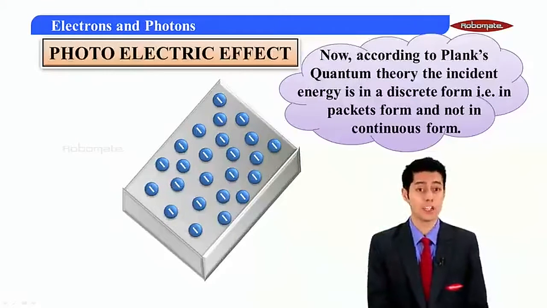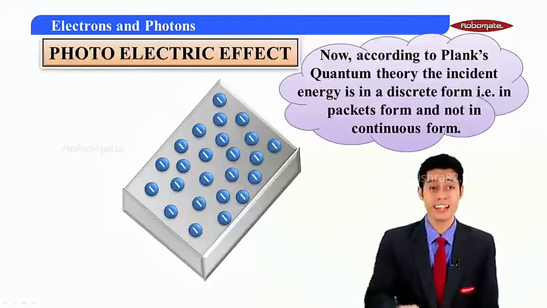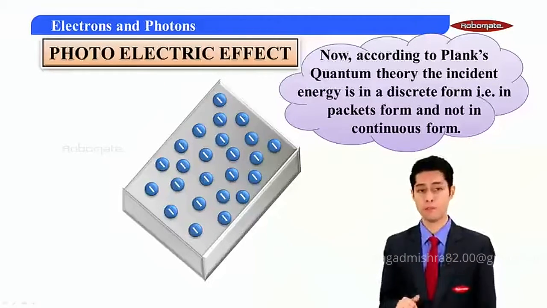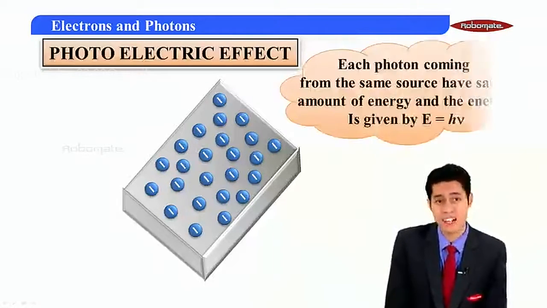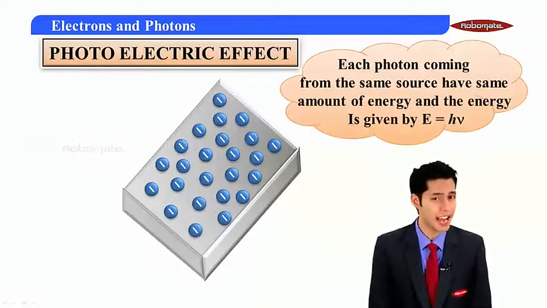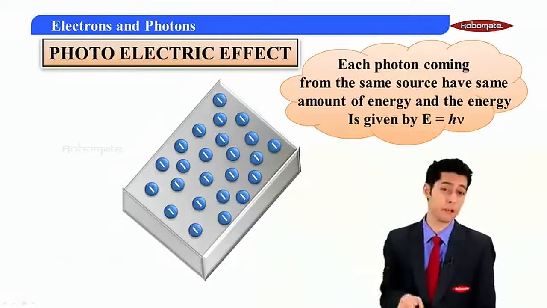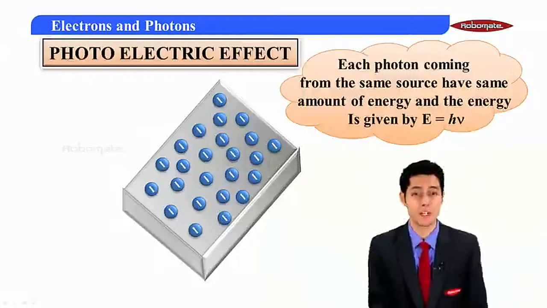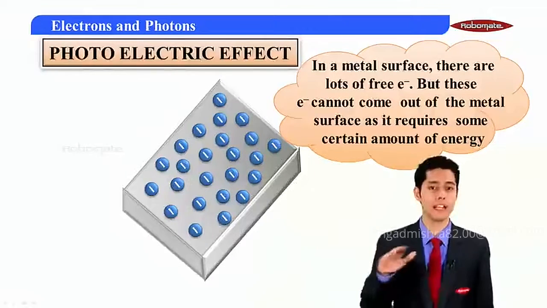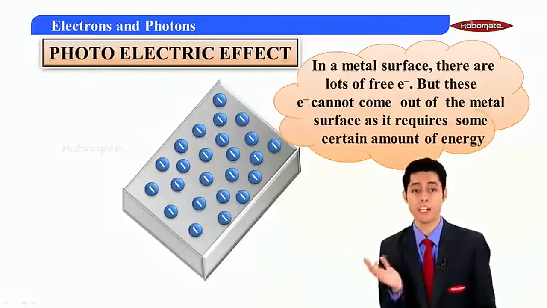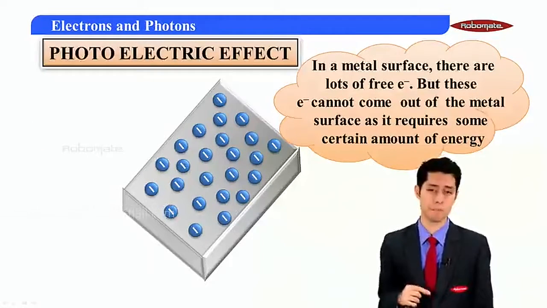We know, according to Planck's quantum theory, that energy, when it comes in the form of light, is in discrete packets, that is in the form of bundles, quanta or photons, and not in continuous form. The energy of the photon incident on this metal plate is given by E = hν. Since the metal has lots of free electrons, they will come out of the metal surface only when they get a certain amount of energy.